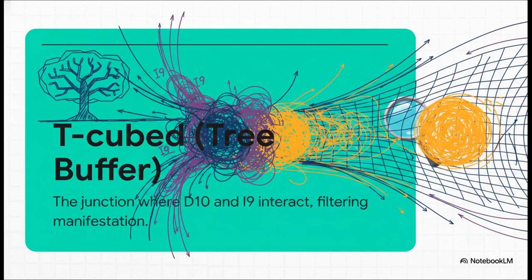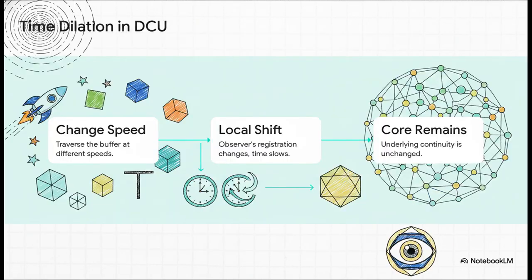The universe isn't some static, empty room. It's this dynamic, living geometry that bends as recursive density passes through it. And look at how this perfectly explains special relativity and time dilation. Step 1, you traverse the T-cubed buffer at a different speed. Step 2, because of that speed change, your local registration changes, meaning time slows down for you relative to someone else. But step 3, the underlying continuity of reality stayed exactly the same. Moving differently just changes your local slice of the topology. You change the registration, sure, but not the truth of the underlying continuity.